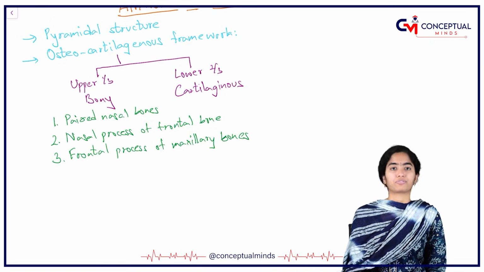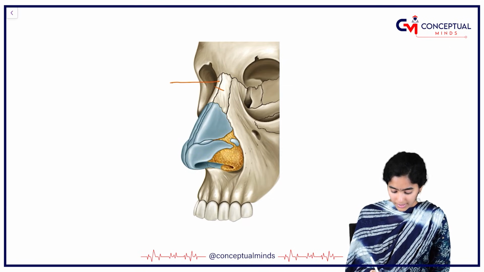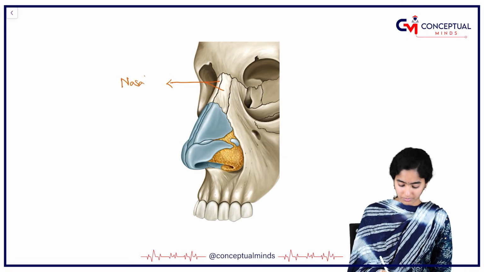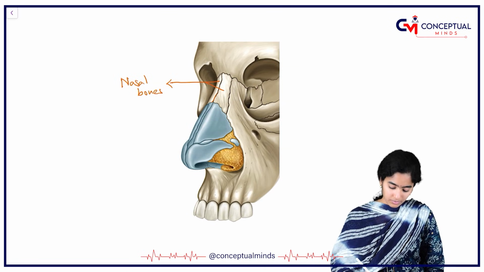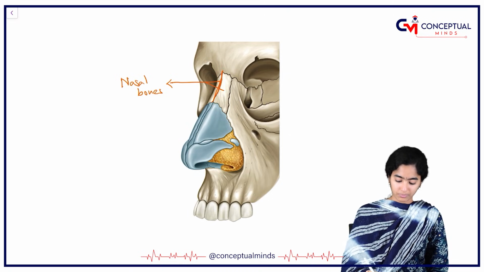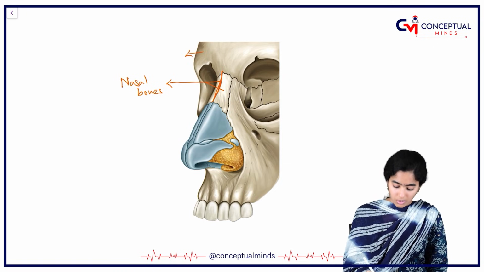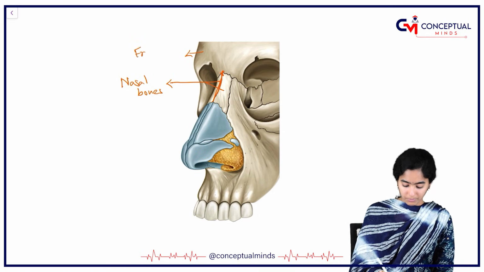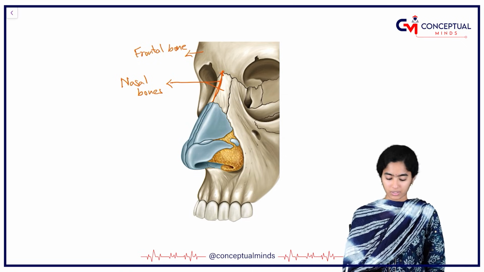Let us look into a picture for better understanding. As you can see over here, these two are the nasal bones. And in the center, in the midline, extending from above this is the frontal bone. It sends down a process over here, and that is called the nasal process of frontal bone. That also contributes to the bony framework.